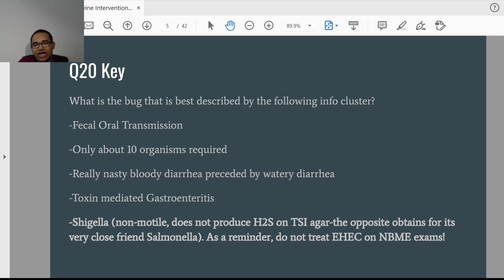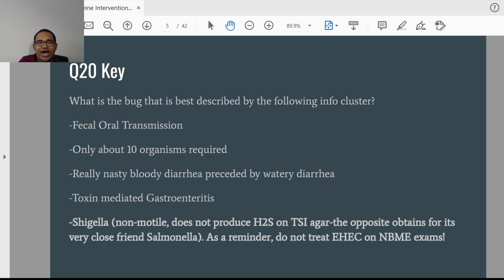So remember, your friends at the MBME love to test Shigella closely with Salmonella. Remember that Salmonella is motile, but Shigella is non-motile, okay? And also do not forget that Shigella does not produce hydrogen sulfide, that's what I mean by H2S, on TSI agar, but Salmonella does, right? So that's something high yield to know. And the thing is, Shigella, you can actually treat it with antibiotics, although, again, usually supportive care is what you try.